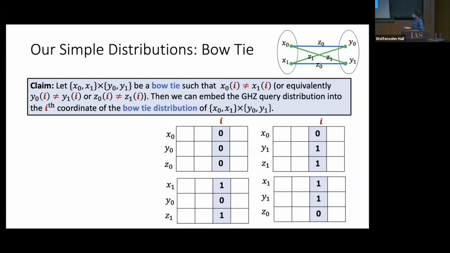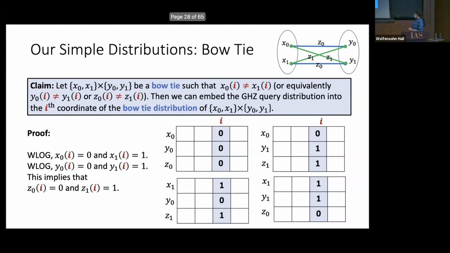So this is the claim. And the proof of this is pretty simple. So let's just look at it. This assumption implies that X0i and X1i must together be 0 and 1. You can assume without loss of generality that X0i is 0 because you can just interchange the role of X0 and X1. Similarly, you can interchange the role of Y0 and Y1 to ensure this property. And using this information, you can compute what Z0i and Z1i must be. So using all this information, you can fill this table, and this is exactly what it would look like.